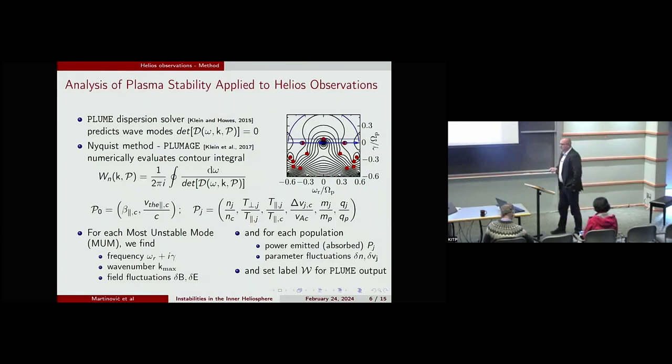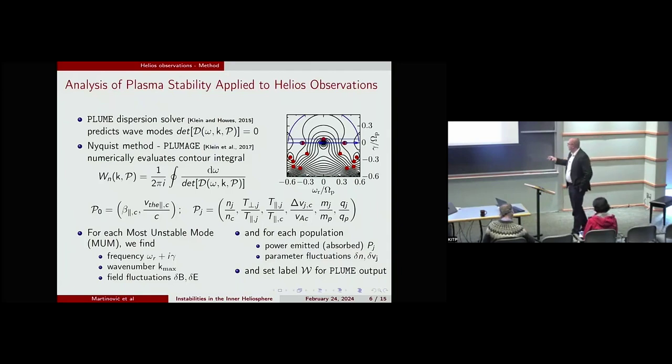And that is what we call the most unstable mode, or MUM. And this is the mode that affects your system the most. So then what you can do from there is go back to a traditional plasma solver, and you find the frequency, the growth rate, the propagation direction, all the eigenmodes, and the power emitted or absorbed for each of the populations, so core, beam, and alpha.